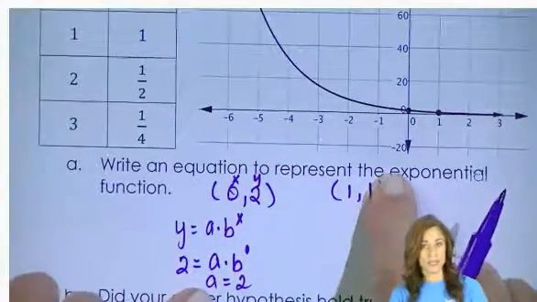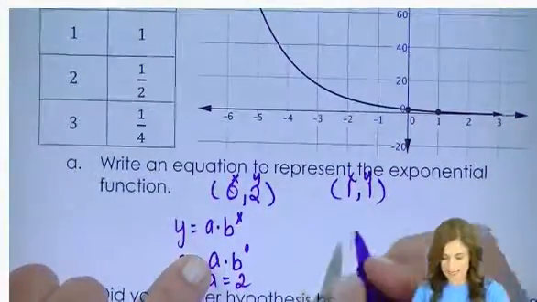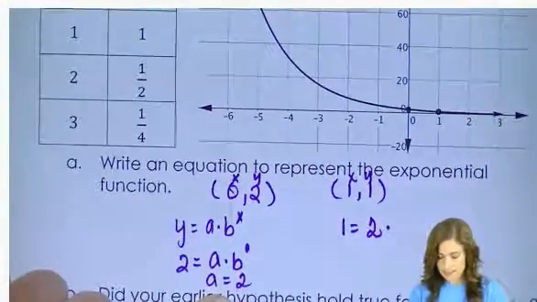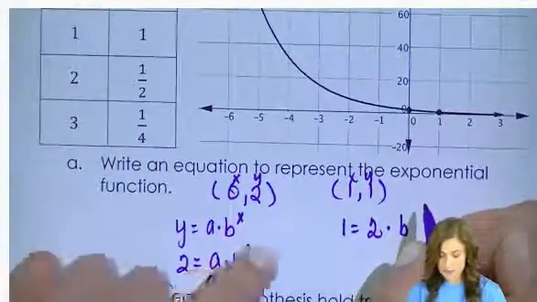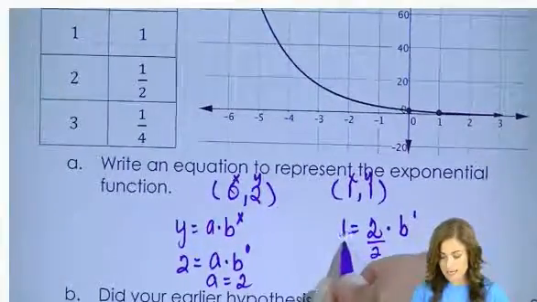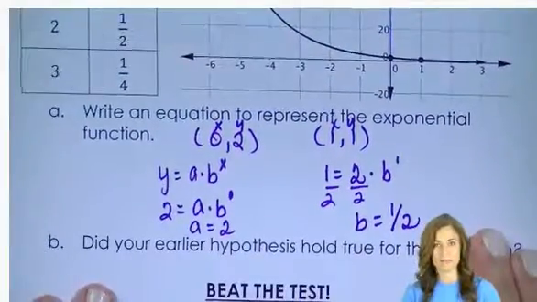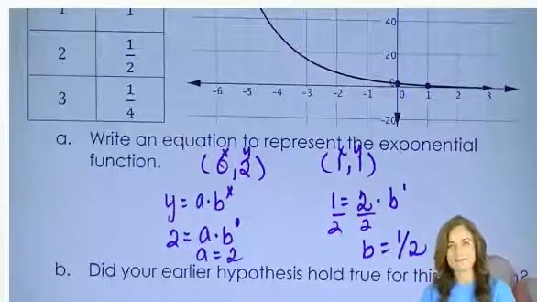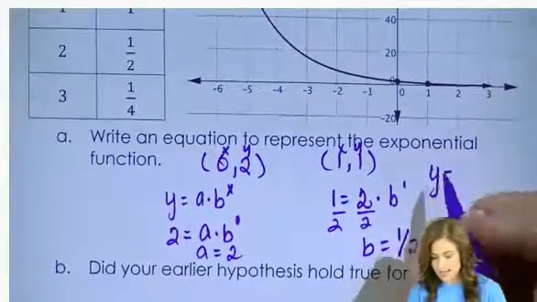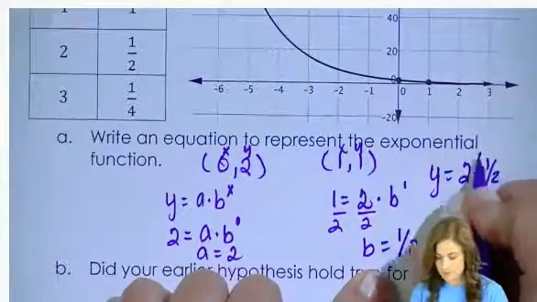Now let's substitute in a, x, and y again so we can find our b. So 1 equals a, which is 2, times b to the first. B to the first is just b. I'll divide both sides by 2 and I get b equals 1/2 for that one. Let's write that equation. We would have y equals my a, which is 2, times my b, which is 1/2, to the x.